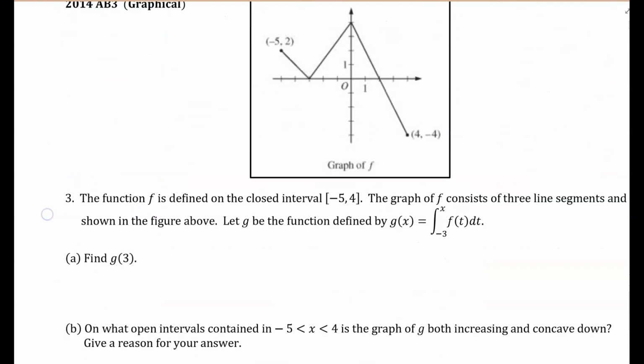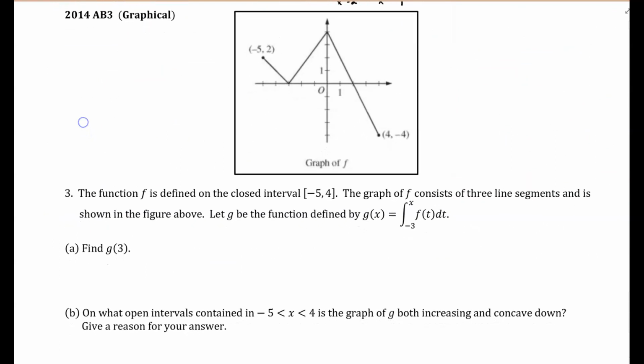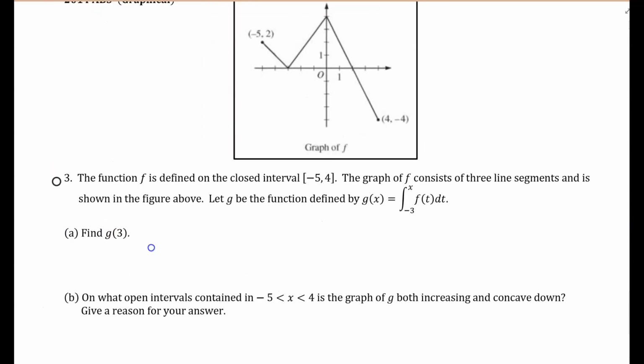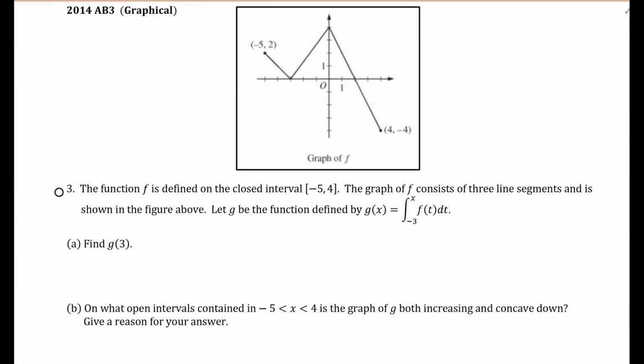Okay, before I let you go, we are going to go ahead and look at an actual FRQ response. Here we have 2014 AB3, and this is a graphical response. Here's the graph of f. And they say the function f is defined on the closed interval negative 5 to 4. The graph of f consists of 3 line segments and is shown in the figure above. Let g be the function defined by g of x equals the integral from negative 3 to x of f of t dt.